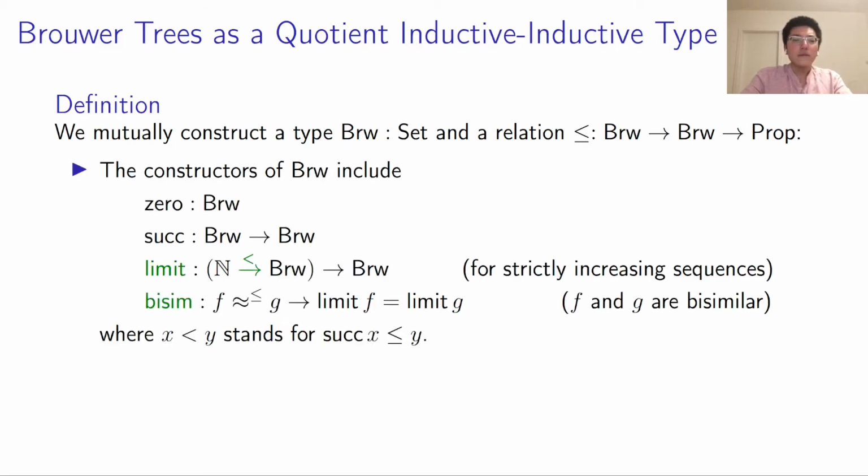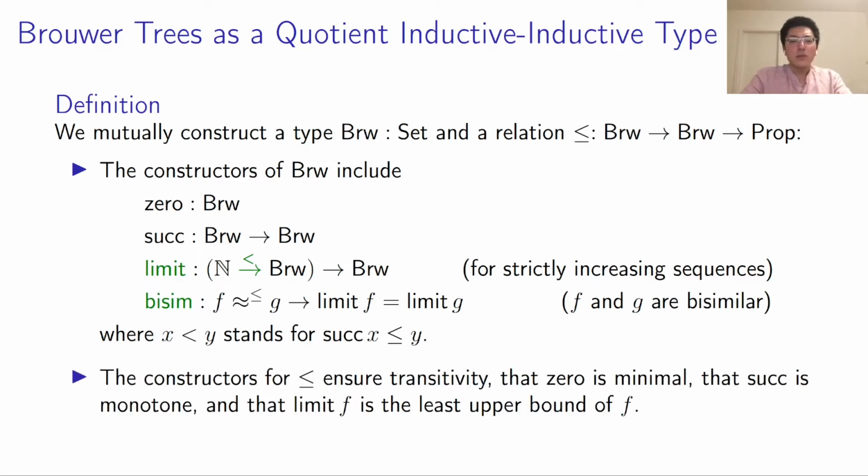As in the usual definition, we have constructors for zero and successor. In order to distinguish limits from them, we restrict the limit constructor for only strictly increasing sequences. We have a path constructor saying that bisimilar sequences have the same limit. In this way, our notion of Brouwer trees can faithfully represent ordinals. The constructors for the order relation just ensure its desired properties, such as transitivity and that zero is minimal and so on.